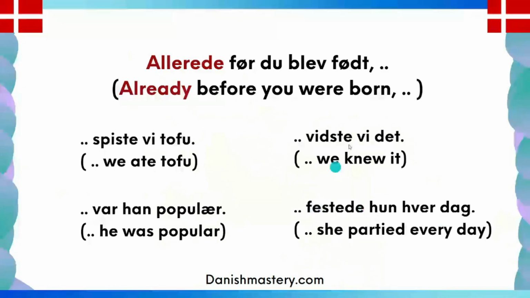Now you probably noticed here that there's inversion. Right? Spiste vi, var han, vidste vi, festede hun. So this first sentence, allerede før du blev født, it doesn't really make sense on its own. It seems kind of incomplete. And when the first sentence seems incomplete on its own, then the second sentence, the sort of conclusion, needs to have inversion, which is why you have the verb before the subject. And the verb is the action, comes before the person or the people doing it. Spiste vi tofu? Var han populær? Vidste vi det? Festede hun hver dag? And so on. I made another video about that.